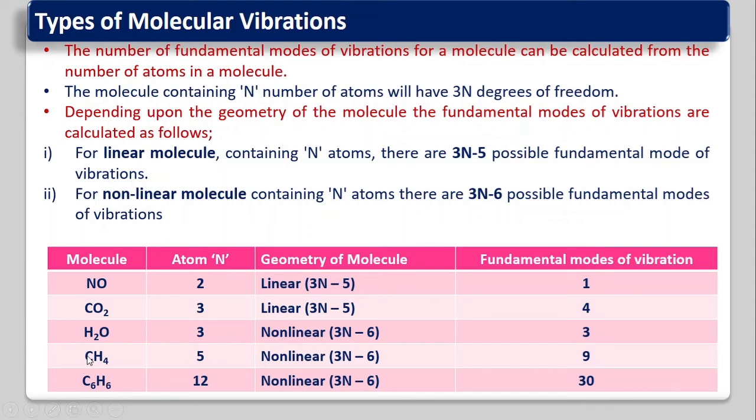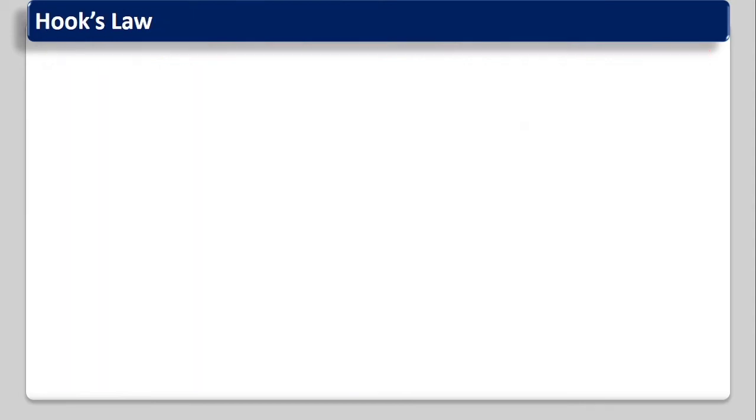CH4. CH4 is a non-linear molecule, as we know it has a tetrahedral structure. So the total atoms are 5. So non-linear, 3n minus 6. So n is 5, 15 minus 6, that is 9. Then benzene. As we know, benzene is not a linear molecule. The total number of atoms in benzene is 12. So non-linear molecule, 12 into 3, that is 36, 36 minus 6, 30. So 30 are the fundamental modes of vibrations in the case of the benzene molecule.